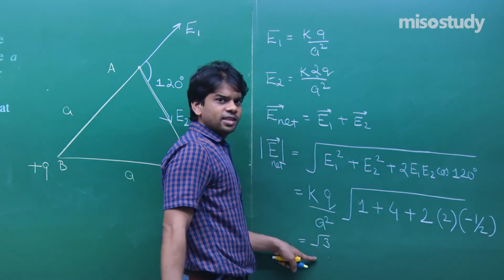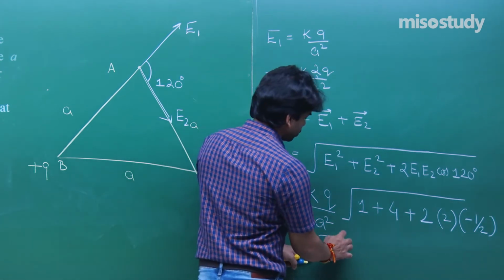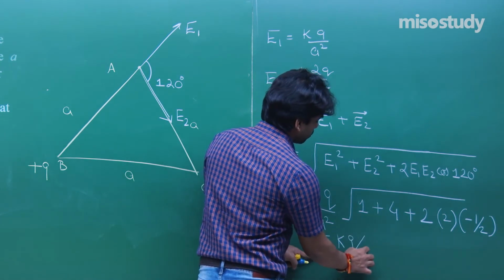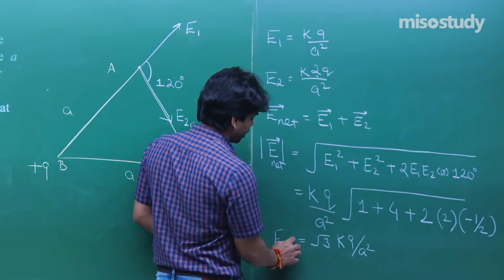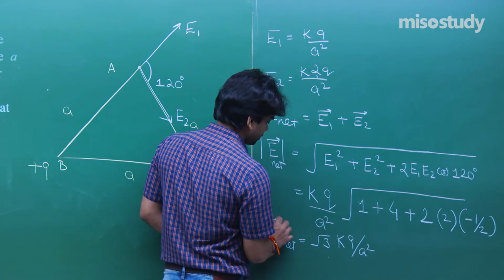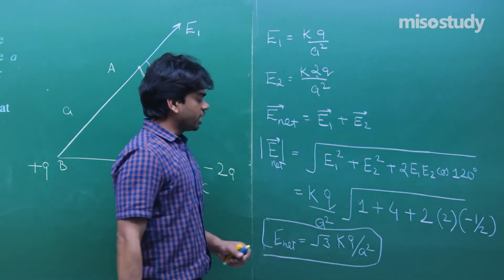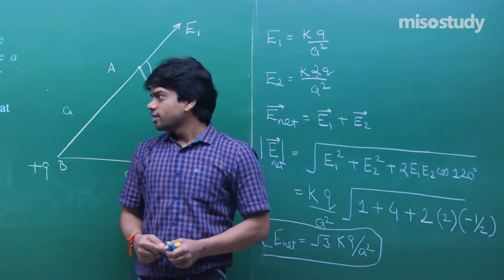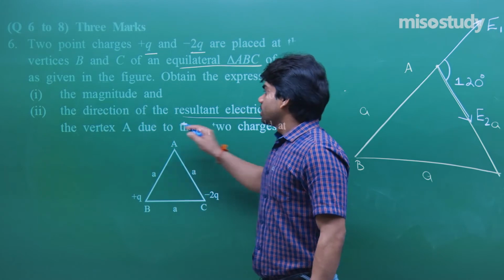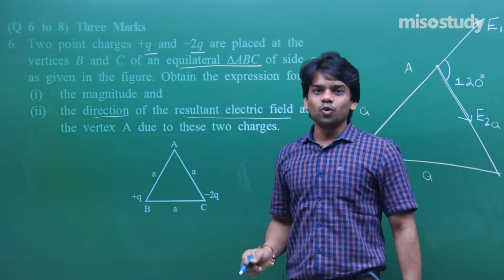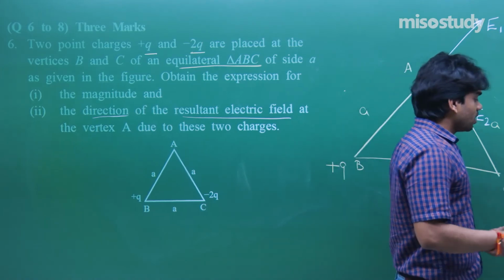I hope that you can clearly see up till this end, that would be clear to you all, I believe. Root 3 kq by a square. This is the value of the magnitude, the first part we are done here. Root 3 kq by a square, this is the first part we are done. Next, the direction of the resultant electric field. Direction: two vectors, their resultant, where it is directed.